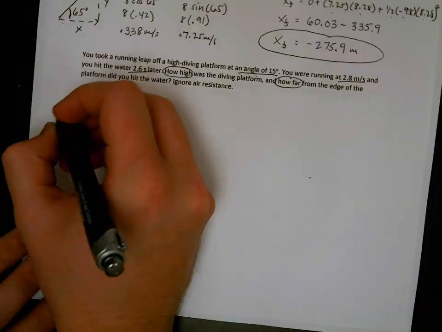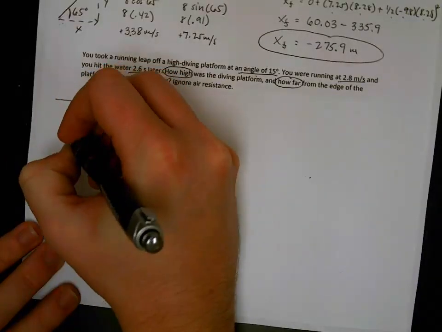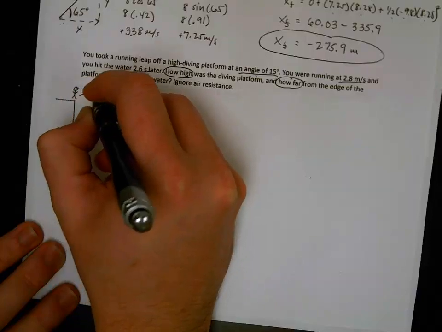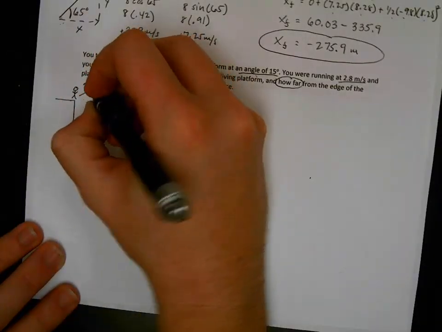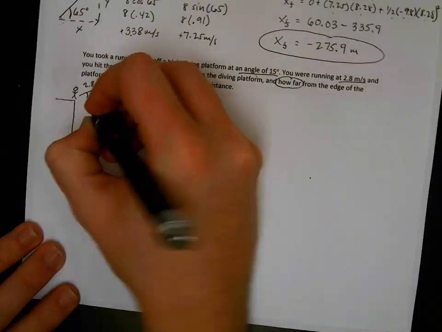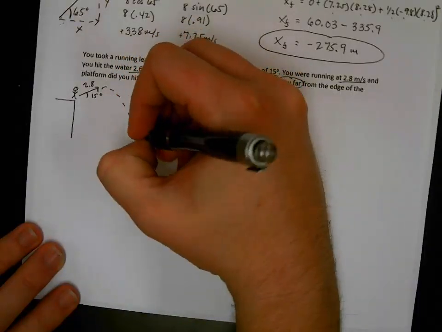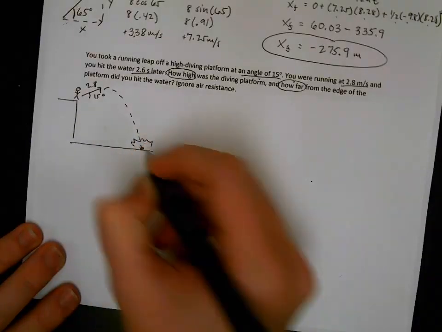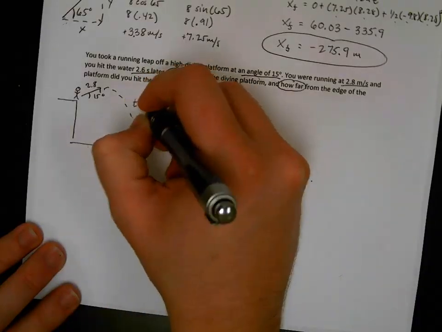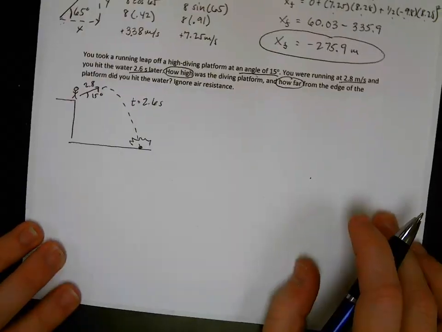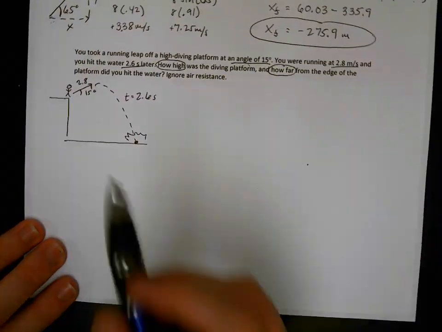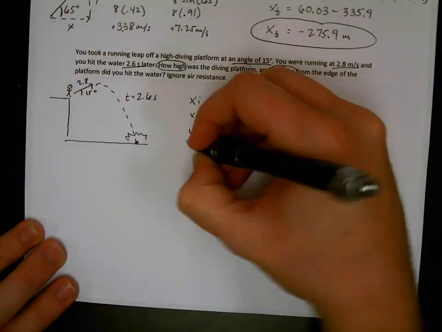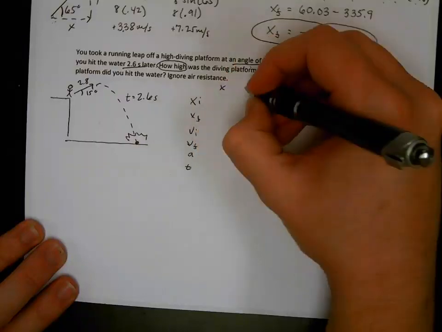So again, I'm going to just make a little picture here to give ourselves a better idea of what's going on. Here's me running off the platform, jumping at 2.8 meters per second, angle of 15 degrees. I'm going to come out, land in the water, make a little splash. There we go. And we know that this whole process takes 2.6 seconds, which is actually a really long time for a diving board. All right, so we've got our picture. Let's make our chart: xi, xf, vi, vf, a, and t in both the x direction and the y direction.